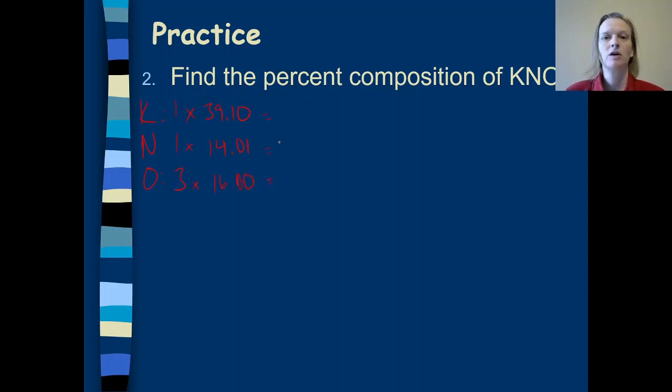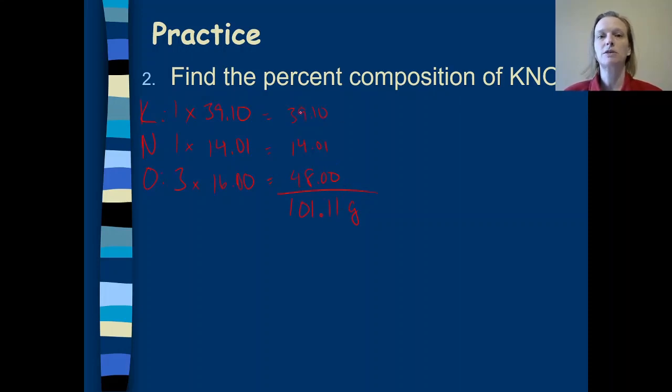Doing my multiplication, my value for potassium doesn't change. My value for nitrogen does not change. But I do need to multiply my oxygen value times 3, and that gives me 48.00. When I add up all of these values, I get an answer of 101.11 grams per mole. But now I can use these values to determine the percent composition. I know my total mass of potassium, my total mass of nitrogen, my total mass of oxygen, and I know the total mass of the entire compound.